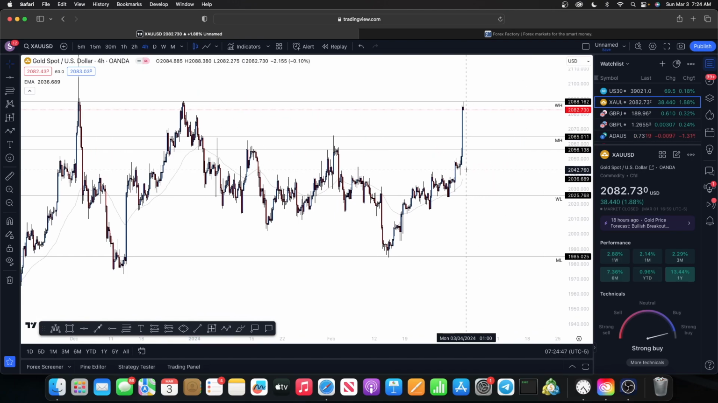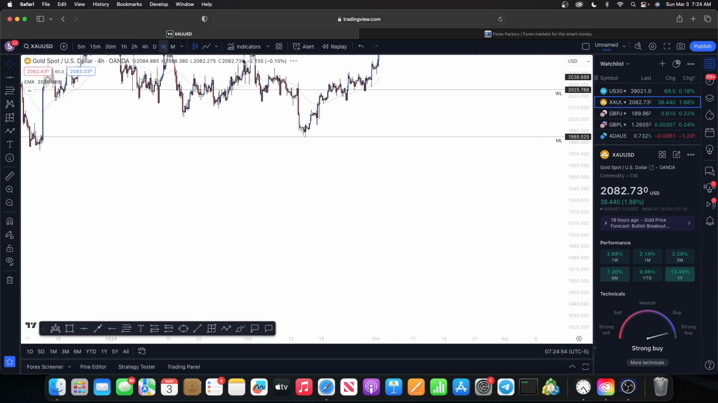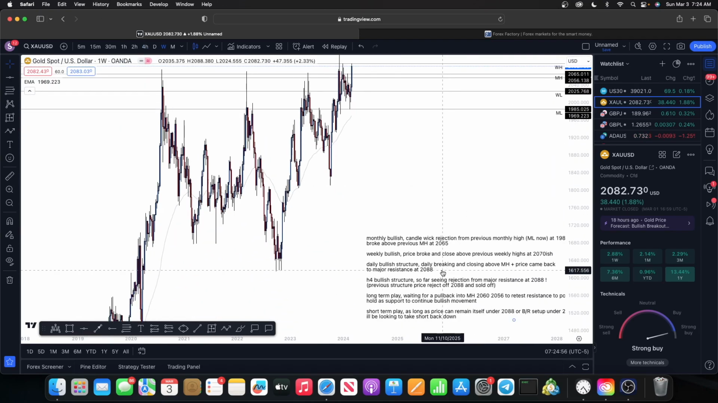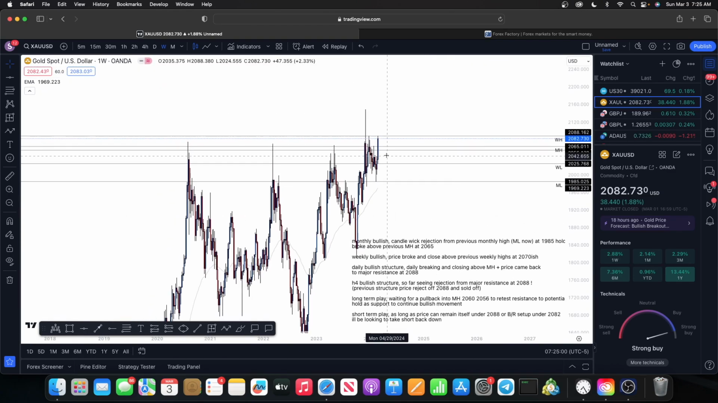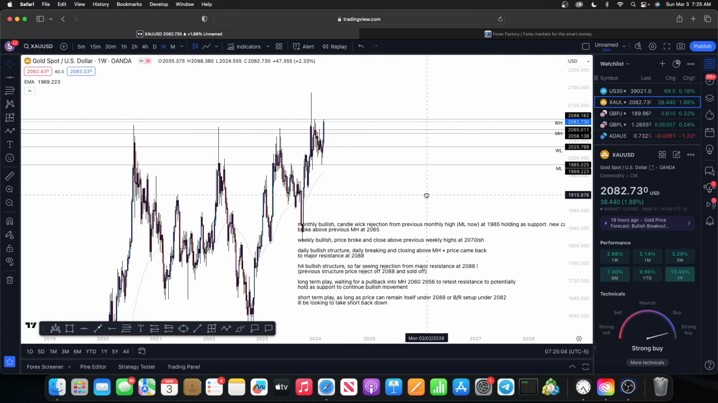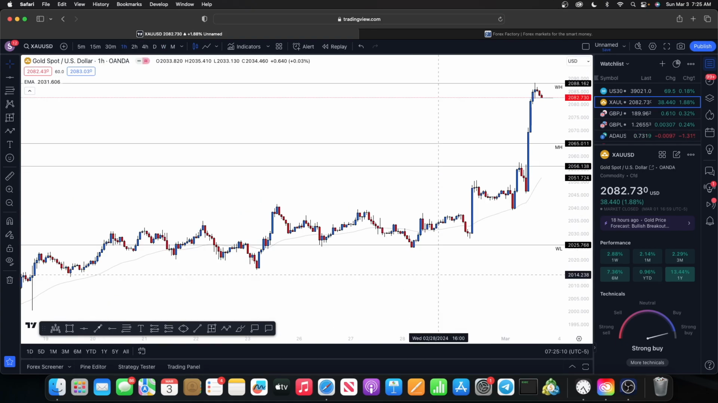So like the weekly, the monthly, the daily, and the 4-hour time, for instance, we are bullish, right? Like I said, the long-term play that I'm looking for, which I did roll down over here, I'm waiting for price to give me those pullbacks into monthly highs, right? Which is this one over here, around the 2060, 2056, to retest resistance and potentially hold that support to continue the bullish volume, right? So that is the bigger picture that I'm waiting for on gold, right?